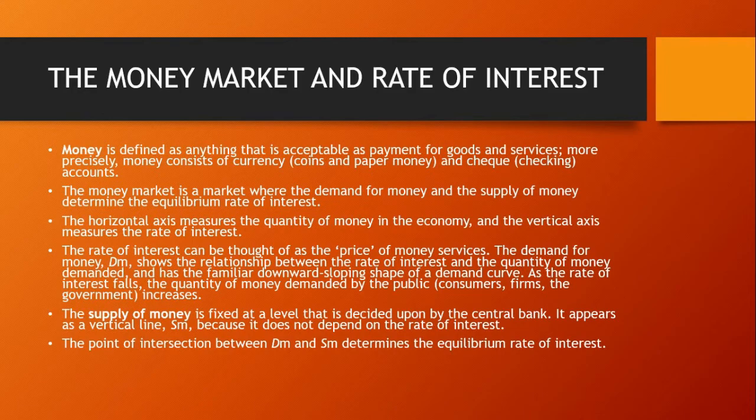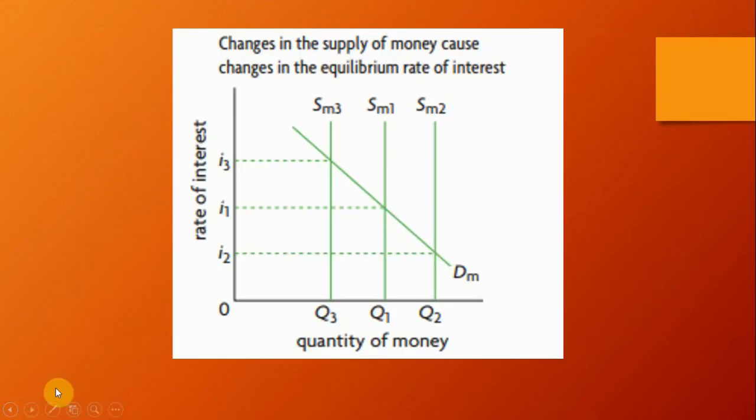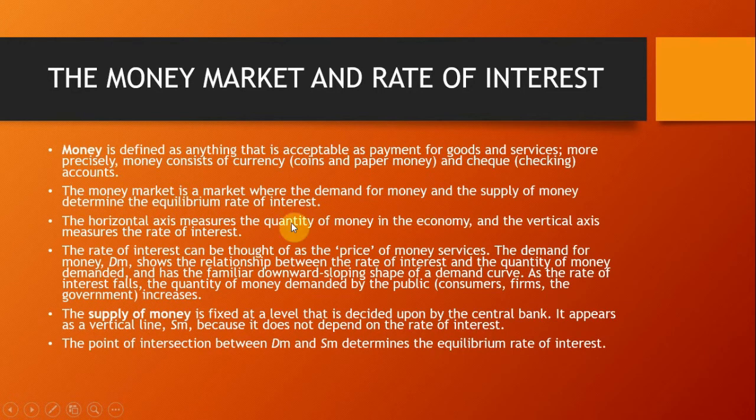The money market is a market where the demand for money and the supply of money determine the equilibrium rate of interest, which means that the intersection of demand and supply of money in the graph will give the equilibrium rate of interest. The horizontal axis measures the quantity of money in the economy, and the vertical axis measures the rate of interest. As you can see in this graph, the horizontal one is the quantity of money, and the vertical one is the rate of interest.